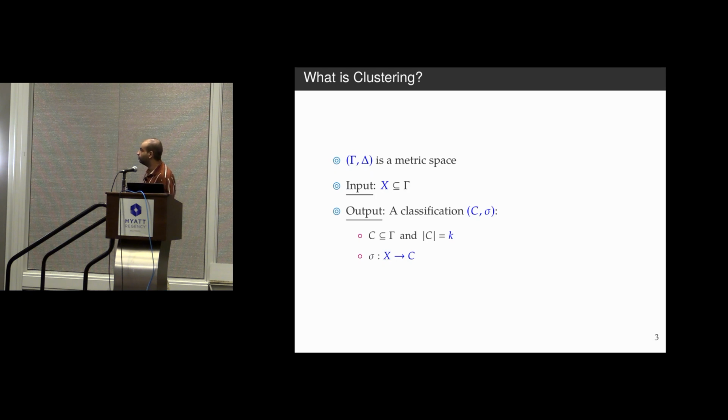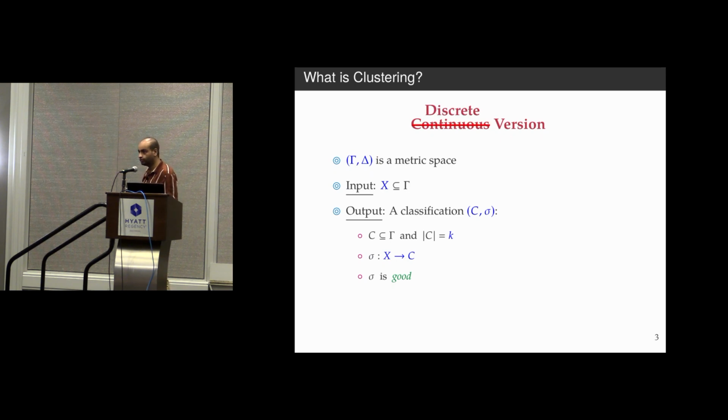And what you want to find is a mapping: for every point in your input set x, you want to map it to one of the centers that you had picked. And you want your mapping to be good, whatever good means. We're going to define what good means later. But this is the input and this is the output. So this is the computational problem of clustering. And this is what is known as the continuous version, because you're allowed to pick centers from anywhere in your metric space, C.